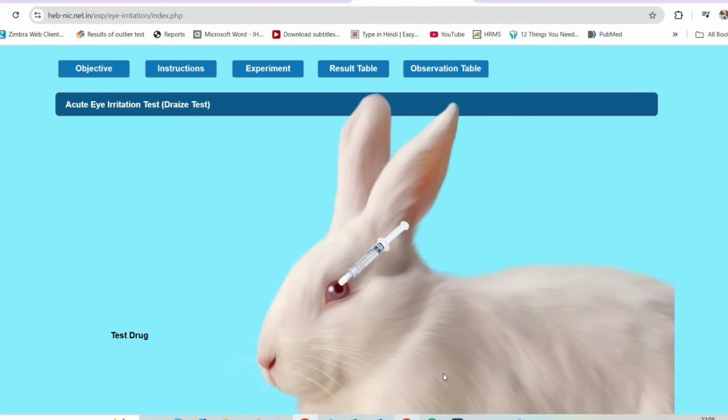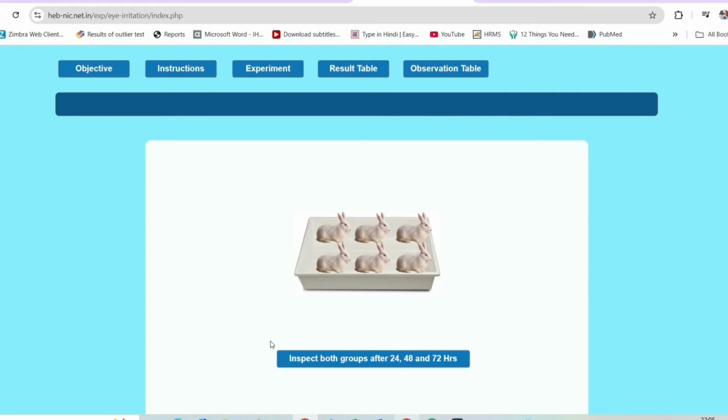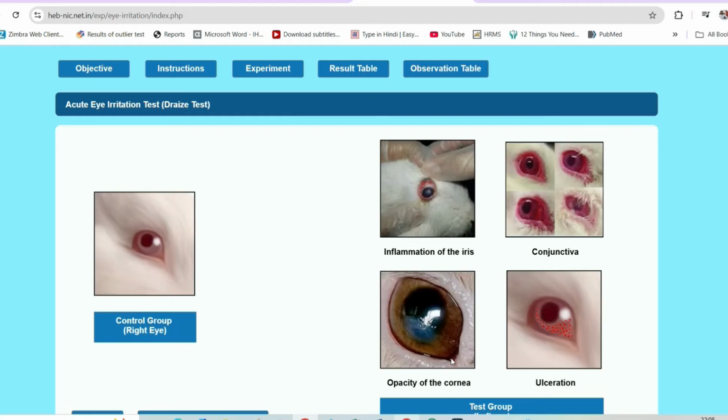We have applied the drug in the rabbit eye. Now we will inspect both eyes after 24, 48 and 72 hours. So we will click on observation. Here you will see the control eye, the right eye, where we have not given anything, so it looks normal. Now we will check the tested eye, the left eye, where we have given the drug.